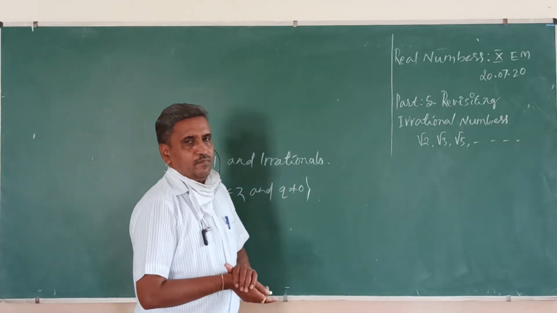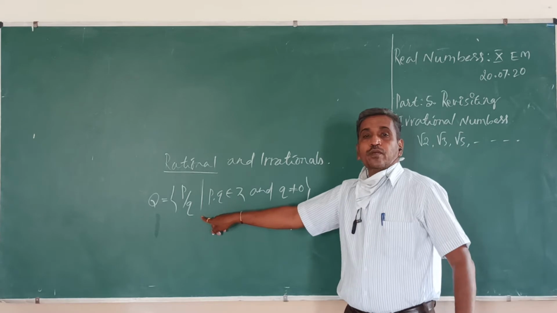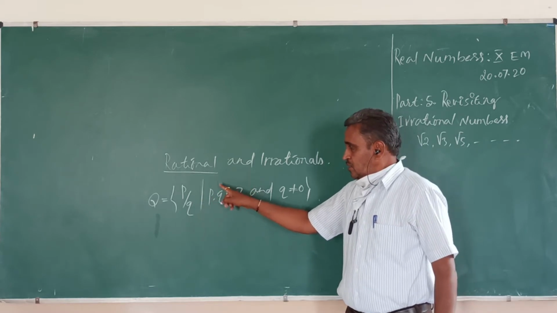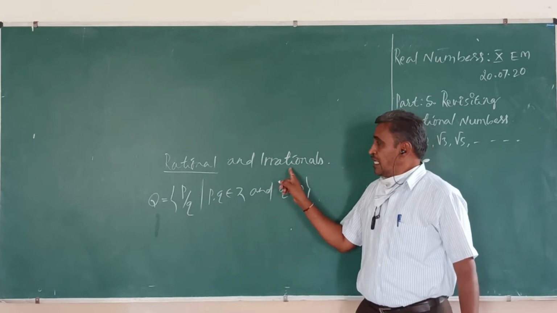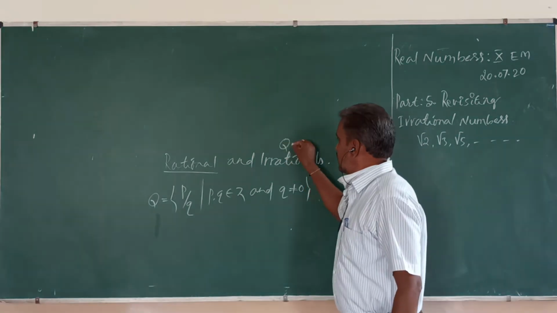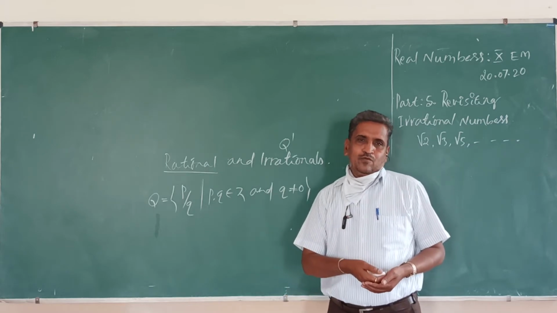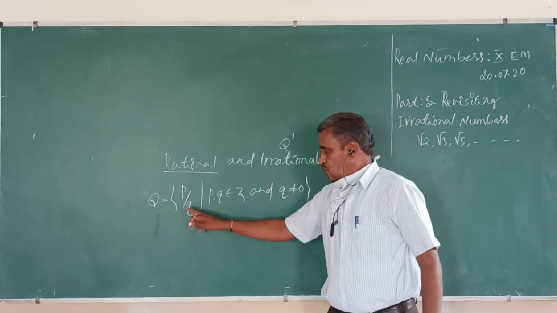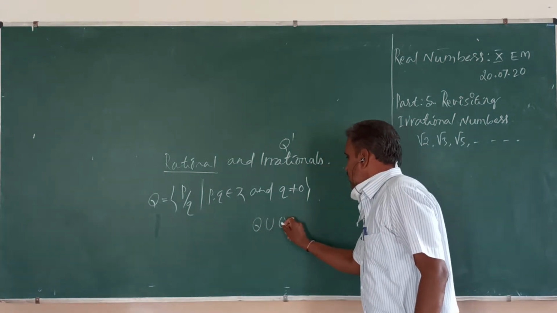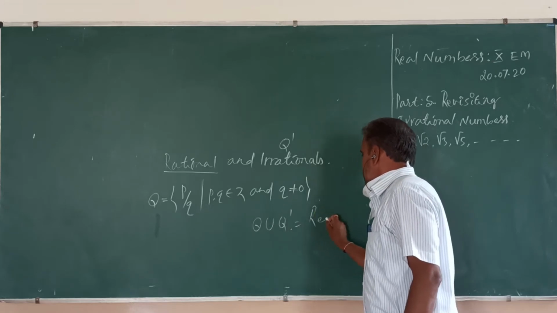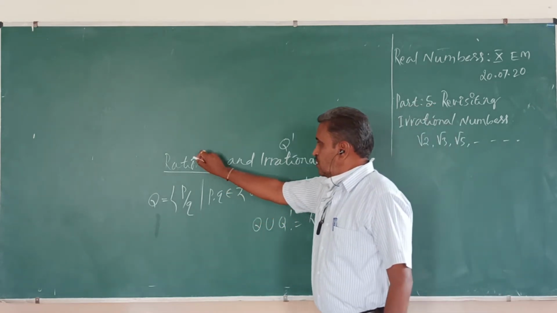So how can we identify the irrational numbers? How can we tell which cannot be put in the form of p by q? The numbers which can be put in the form of p by q are rational numbers, but the definition also covers irrational numbers, denoted by Q dash. Here also p and q are integers. Q union Q dash together is the set of real numbers.